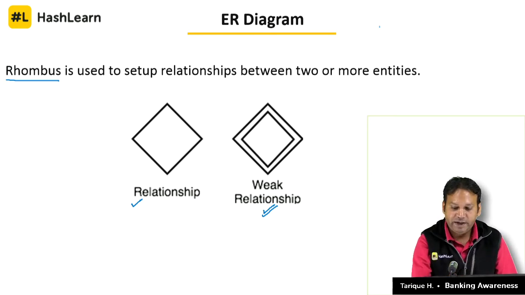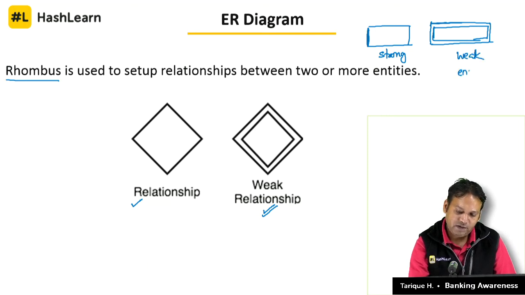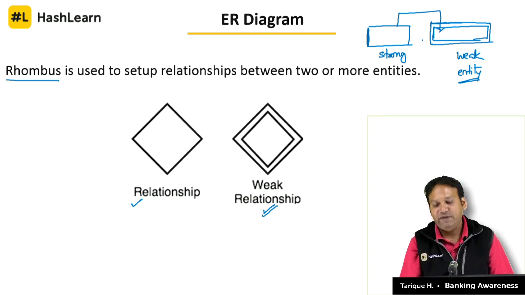So a strong entity is one which we show by a rectangle, and this is a strong entity. And if we have a rectangle with bold lines or a rectangle with double lines, then that is a way of showing that this is a weak entity. What is a weak entity? A weak entity is one which standing alone does not make any sense. It must be linked with some other entity, then only it makes sense. That is why we call it a weak entity.